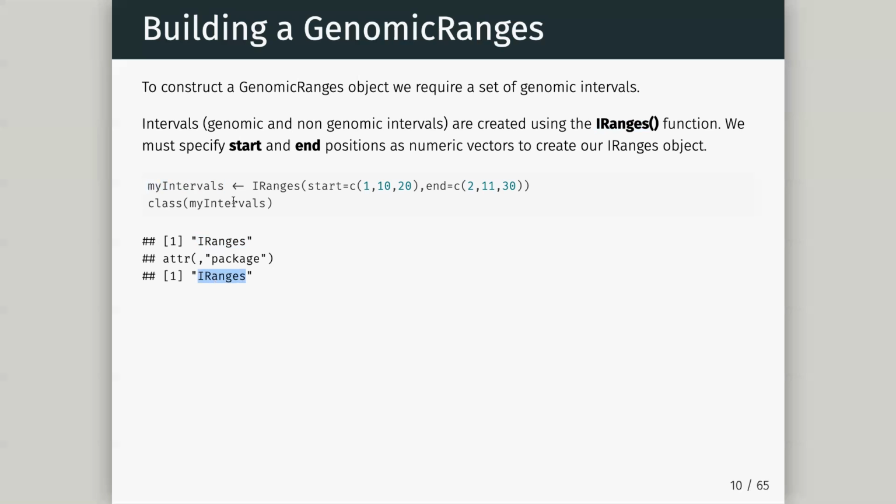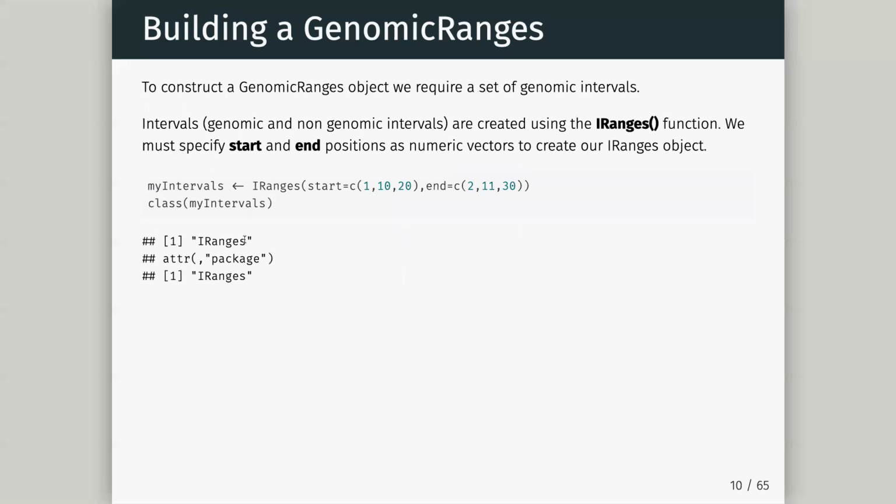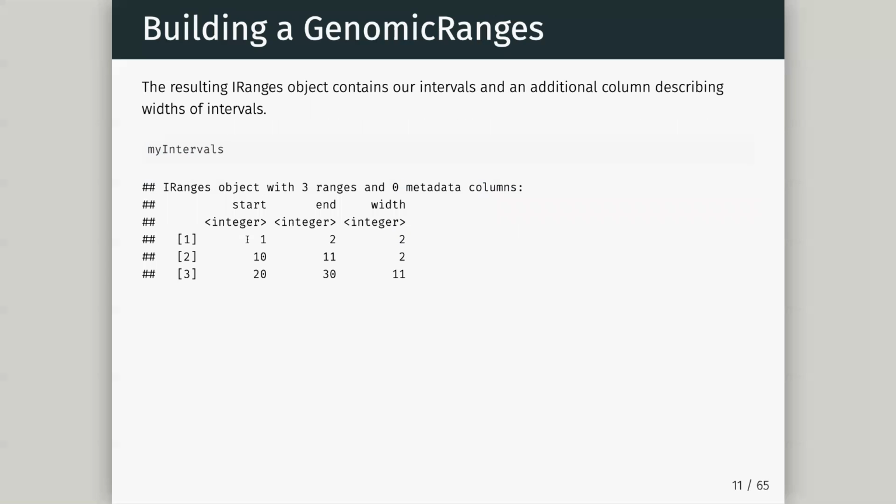So this is our very simple ranges. If we type this in, we can see how it's displayed, and it's giving us the information we gave it, a start and an end. Additionally, it adds another column for us, width. It's obviously just calculating that as we go. It looks a little like a data frame, but it's not quite. Something special about this, we know it's a special object. We have our ranges.